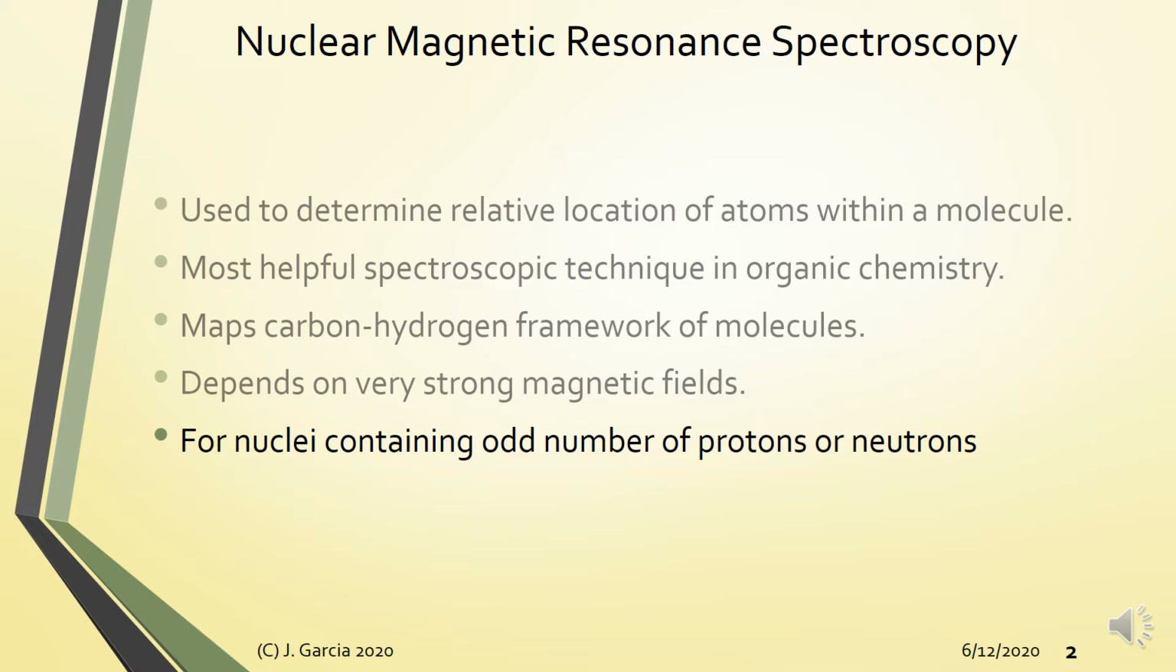Hindi lang limited ang NMR for carbon-13 and proton NMR, no? But it can actually be used for any element, isotope, no? Any nuclei containing odd number of protons or neutrons. So, other examples of nuclei being NMR active, no? So you have your nitrogen, no? Nitrogen 14, fluorine 19, and your phosphorus 31.